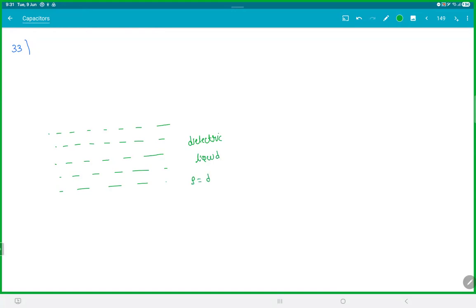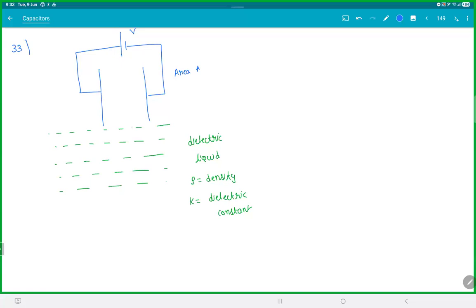Rho is the density and K is the dielectric constant. Then what you did, you brought two capacitor plates with a battery V, area A, and D is the distance between the plates. These are square plates of side A. And D is the distance between the plates.